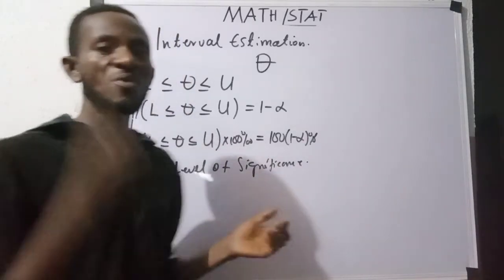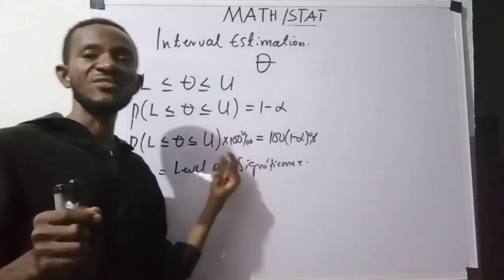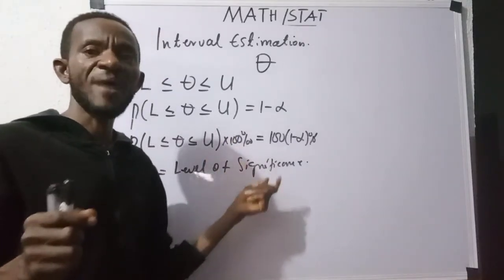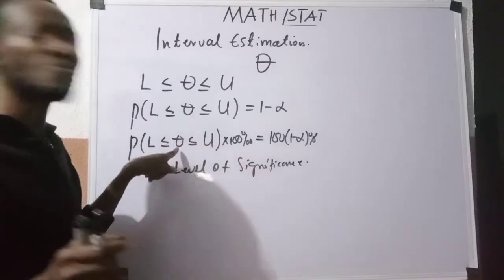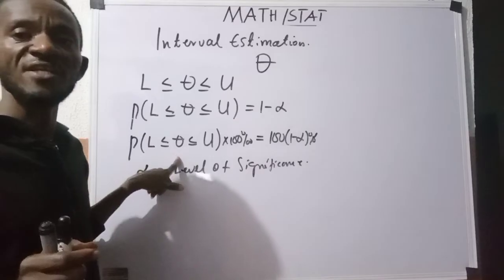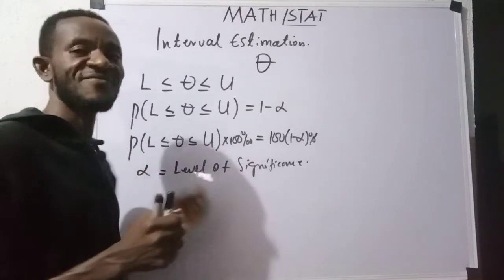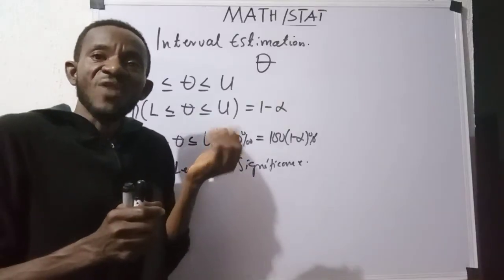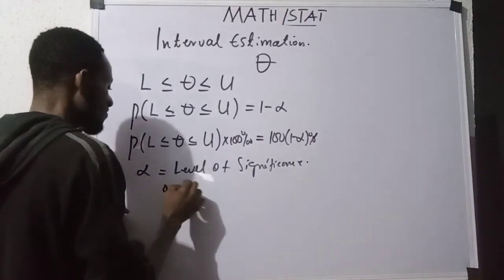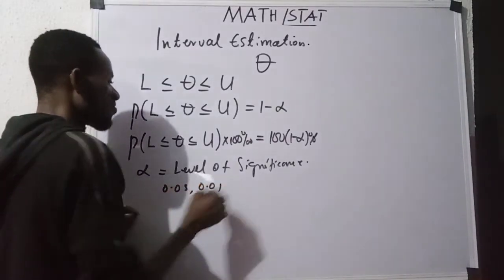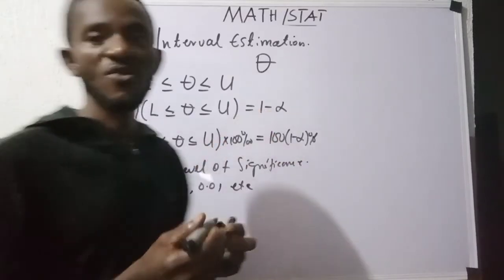Which is, of course, what we call the probability of type 1 error, which in this context is defined as the probability that our confidence interval does not contain the unknown population parameter. And of course, that's the reason why this alpha is kept small, something like 0.05 or 0.01, depending on your level of confidence.